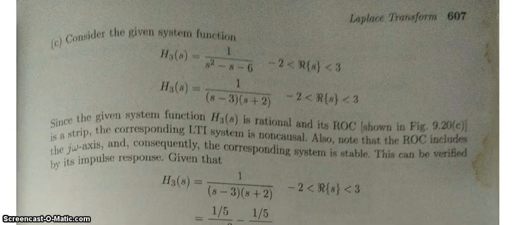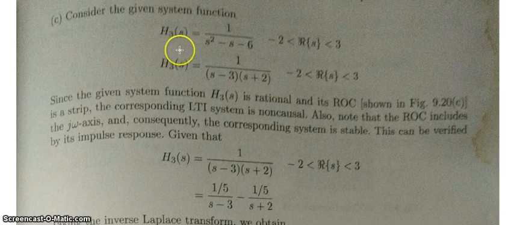Okay, now consider the third case. H3(s) is 1 by (s squared minus s minus 6), and ROC is lying between minus 2 and 3. Okay, and we know in this case ROC is a strip region. Therefore the given LTI system, we can directly say it is non-causal, and between minus 2 and 3 the j omega axis is included in the ROC. Therefore we can say the given system is stable.